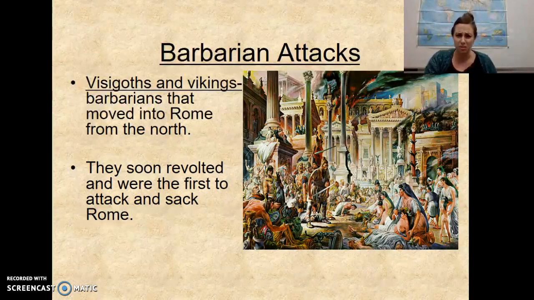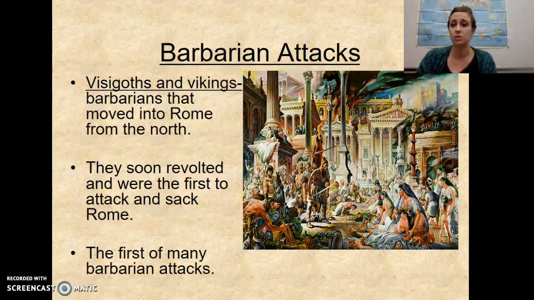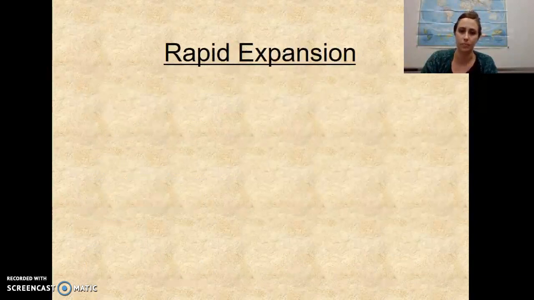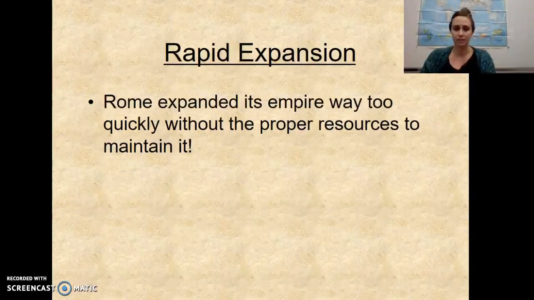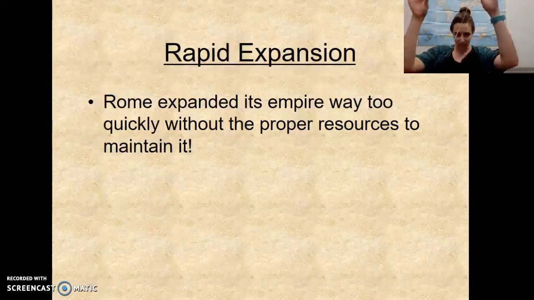Did you know the Colosseum actually ended up becoming a refugee center during this time? They weren't having huge sellout gladiator fights anymore, because they needed the space for those who had lost their homes in this attack. Okay, this was really the first of many barbarian attacks of lots of people coming down from the north and into Italy.